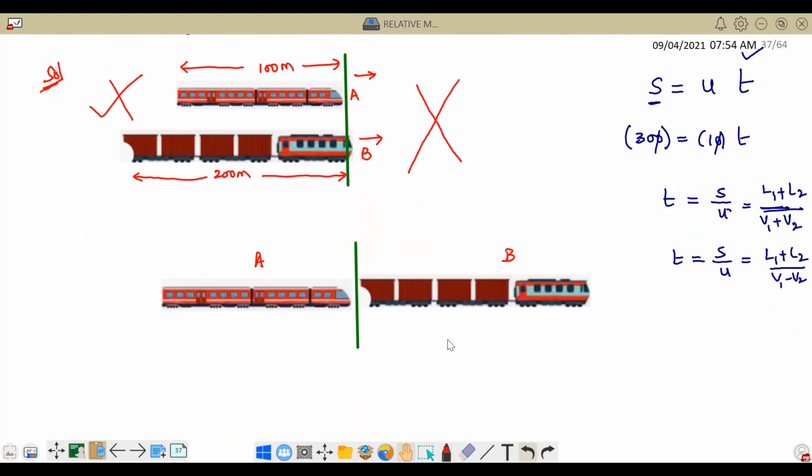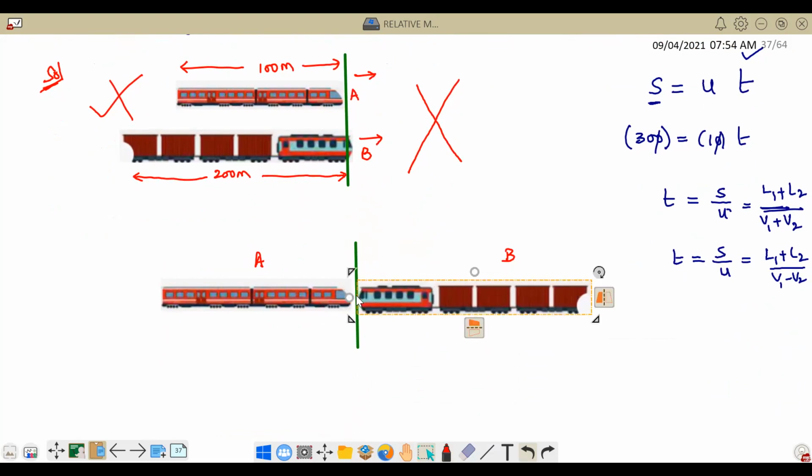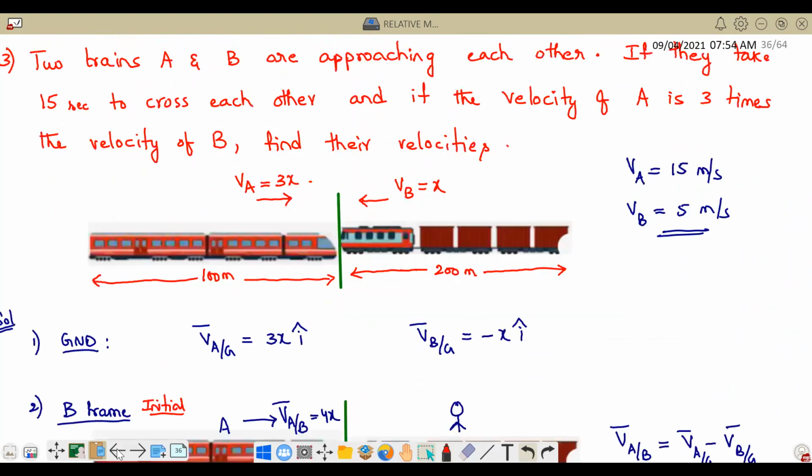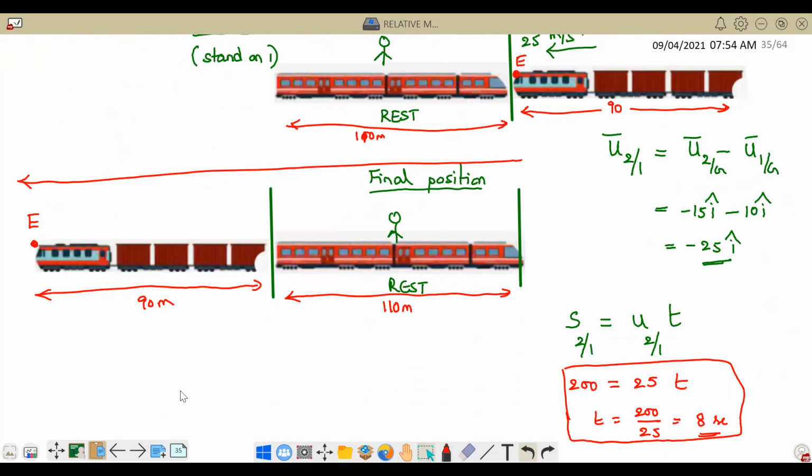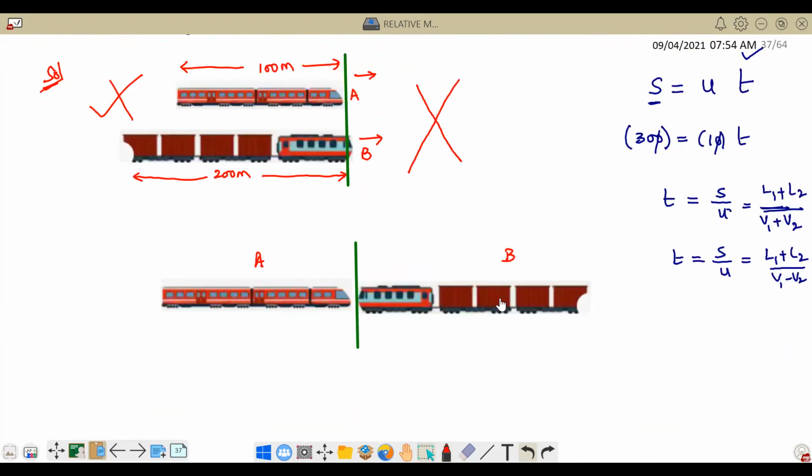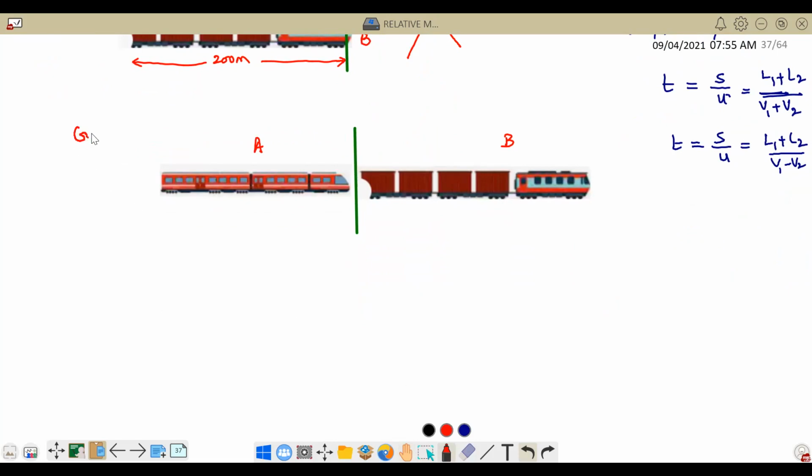And when they're traveling in opposite directions, what should we do? Tell me. If the problem says they're traveling in the opposite direction, then we should take it like this. Is it clear? Are you able to understand? That is what we have done in the previous problem. Any problem you see, when they're traveling opposite to each other, we have taken it like this. Correct or not? When they're traveling in the same direction, we should take it like this. So please remember this one. This is the given situation.